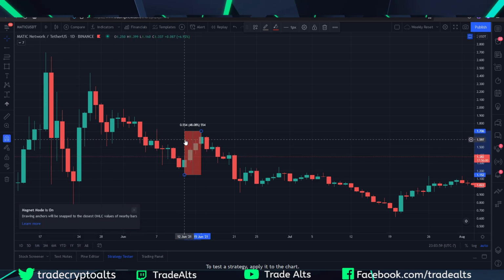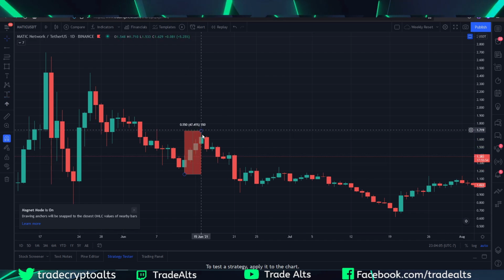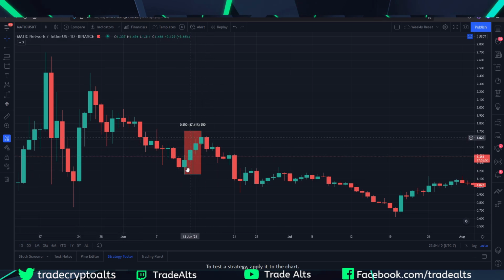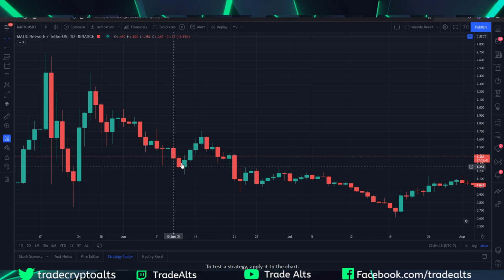Let me get this precise. Let me redraw this with the magnet tool there, which I really like, by the way. 47.4% move to the upside. So again, it doesn't look like much, but from your low to your high, 47.4%. That's insane, right? In 4 days, crazy.